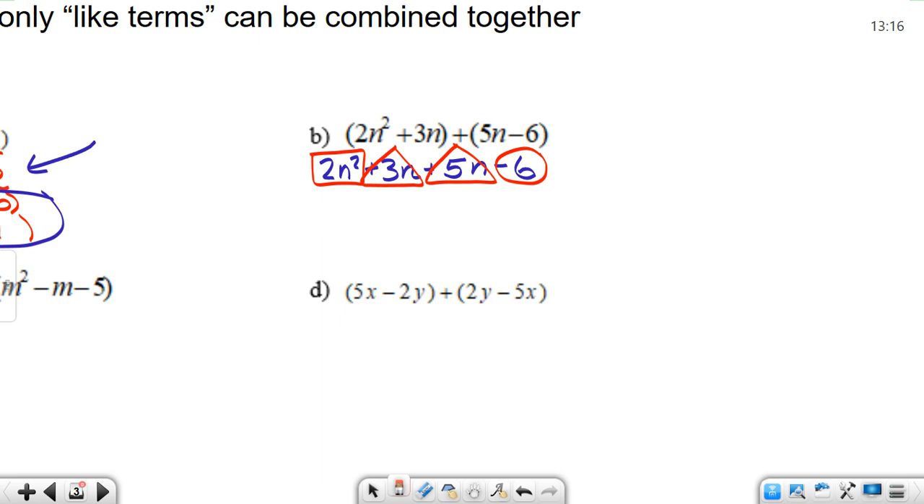So some of you guys may choose to do this. So I've got 1 square, which is my 2n squared, and there's no other square, so there's nothing to combine with that. I've got 2 triangles. One has a positive 3n in it, one has a positive 5n in it, so that is going to be a positive 8n. And then I have 1 circle, which is just my constant, and there's no other circles, so I'm simply going to bring it down. And as you guys can see here, I'm left with a trinomial of degree 2. All right, so this is a trinomial of degree 2.